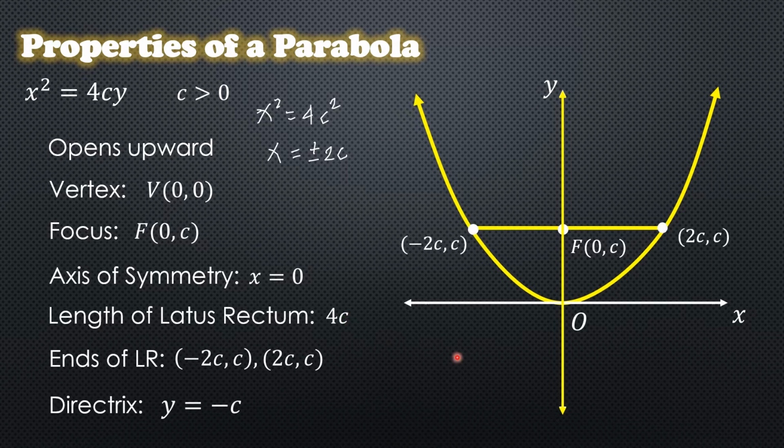The directrix is the line with the equation y is equal to negative c. The vertex of the parabola is midway between the focus and the directrix.